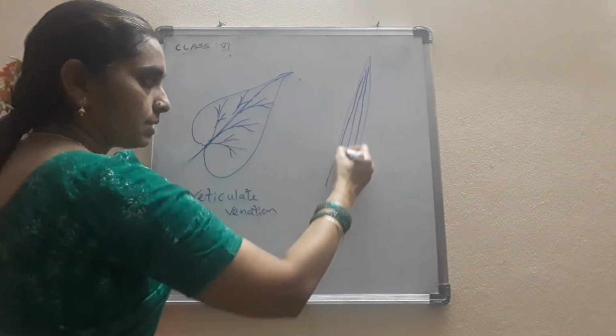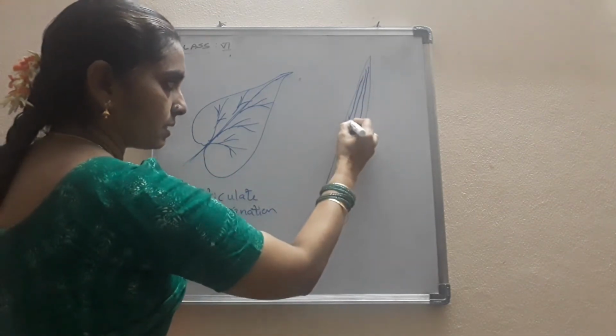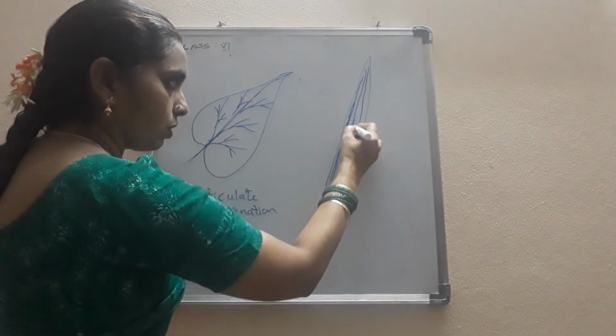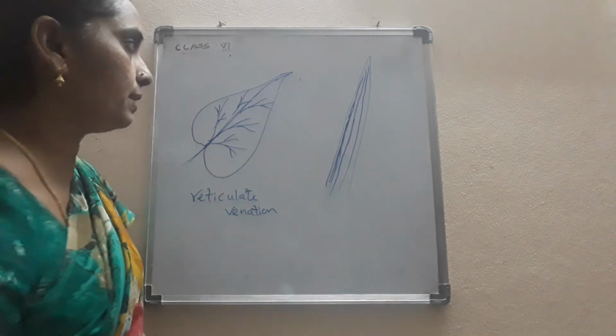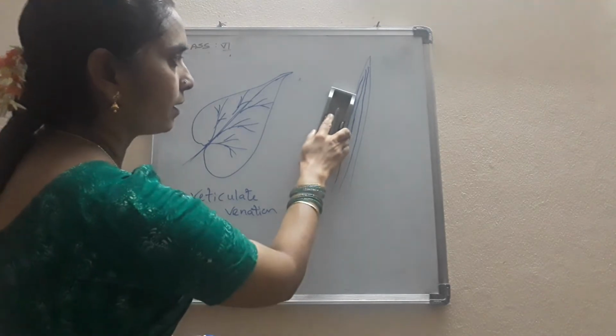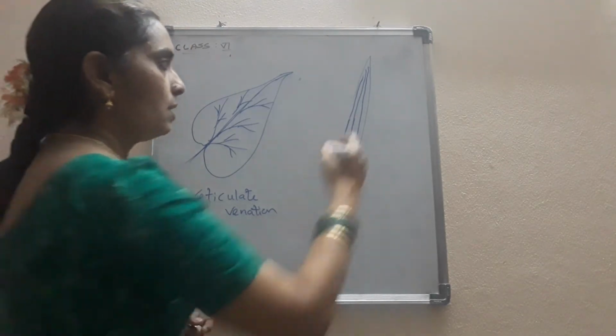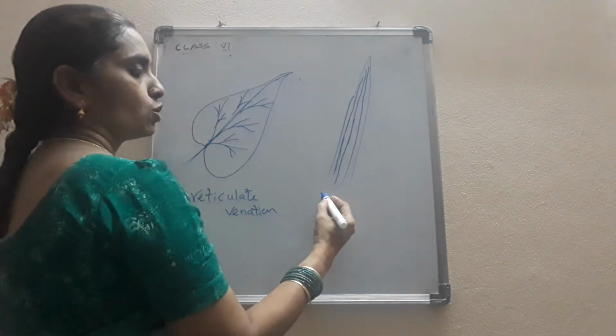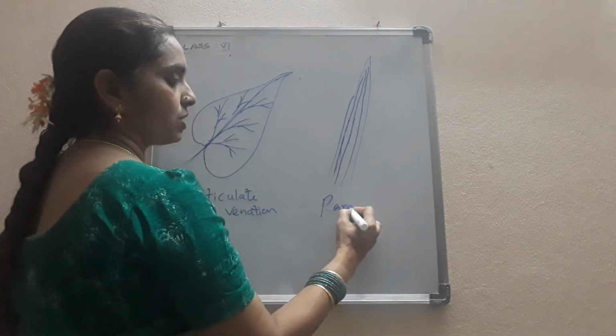And what is the type of venation that you see in the banana or grass or tadi? You can see this type of arrangement, isn't it? They are not connected to one another. The veins are not connected to one another here. Okay, children? By this you can understand that these leaves show parallel venation.